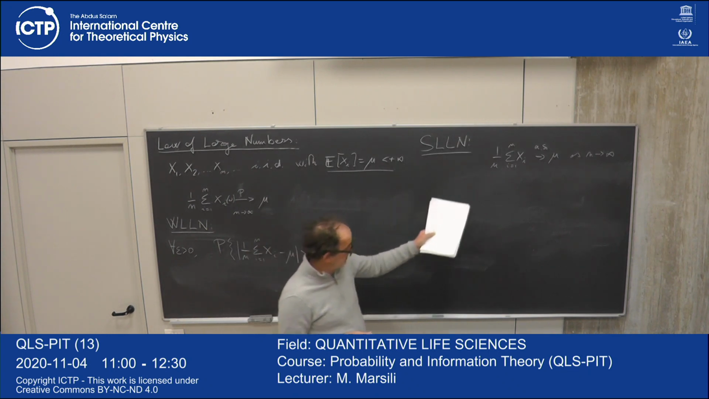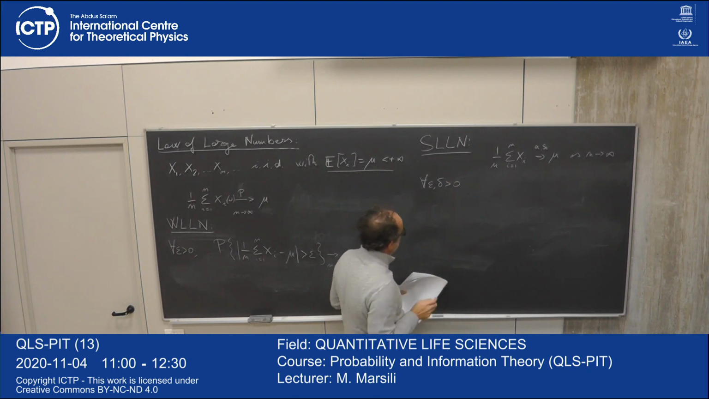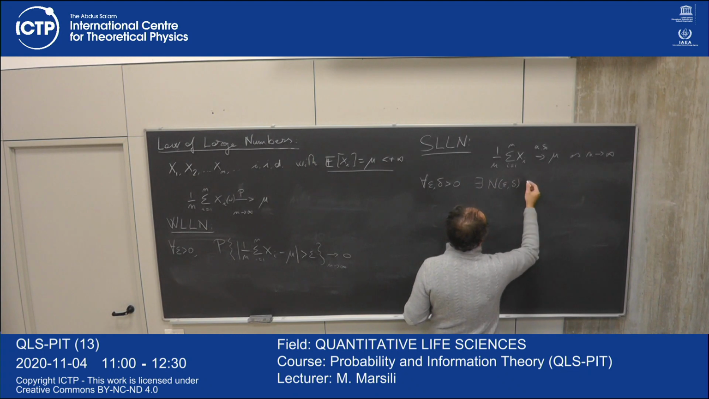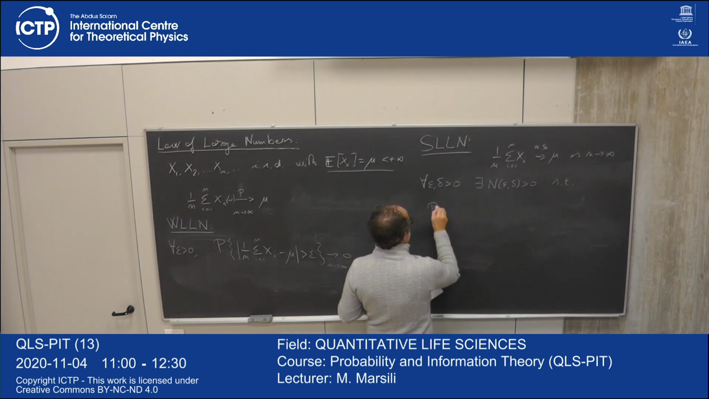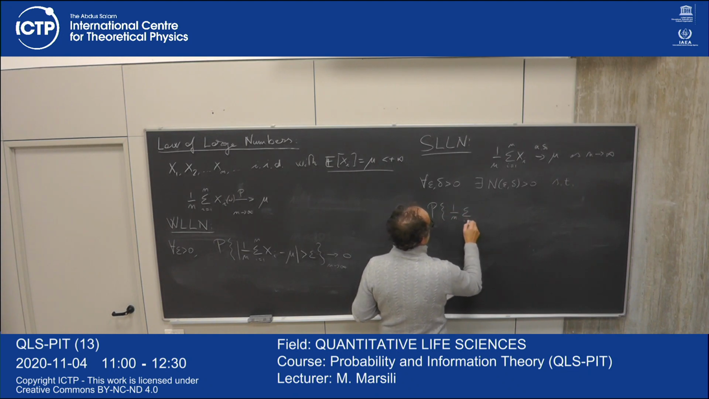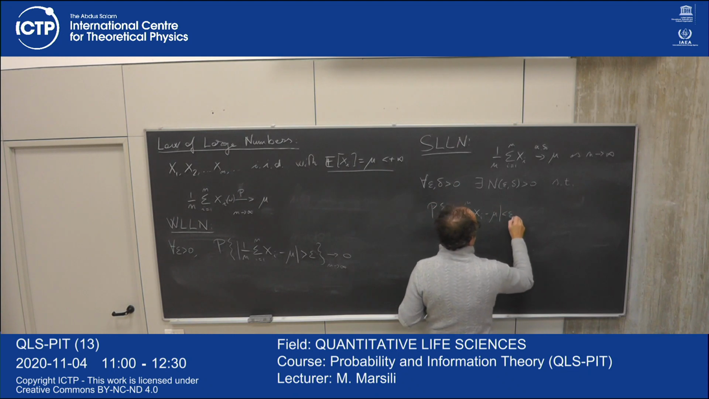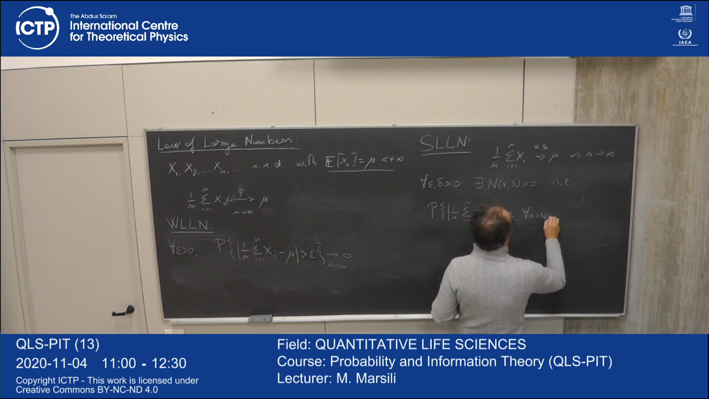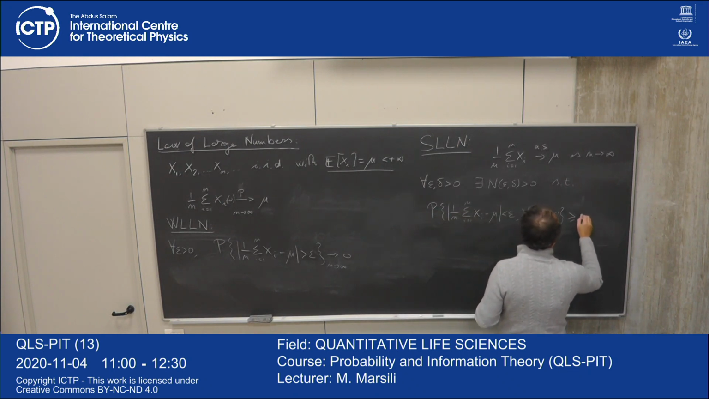And if you want a more precise statement of the law of large numbers, it is given by saying that however you choose epsilon and delta small, you can always find an n of epsilon delta, which is an integer, such that the probability that the absolute value of 1 over n sum over i from 1 to n of the xi minus mu is less than epsilon for all n larger than n epsilon delta is larger or equal to 1 minus delta.